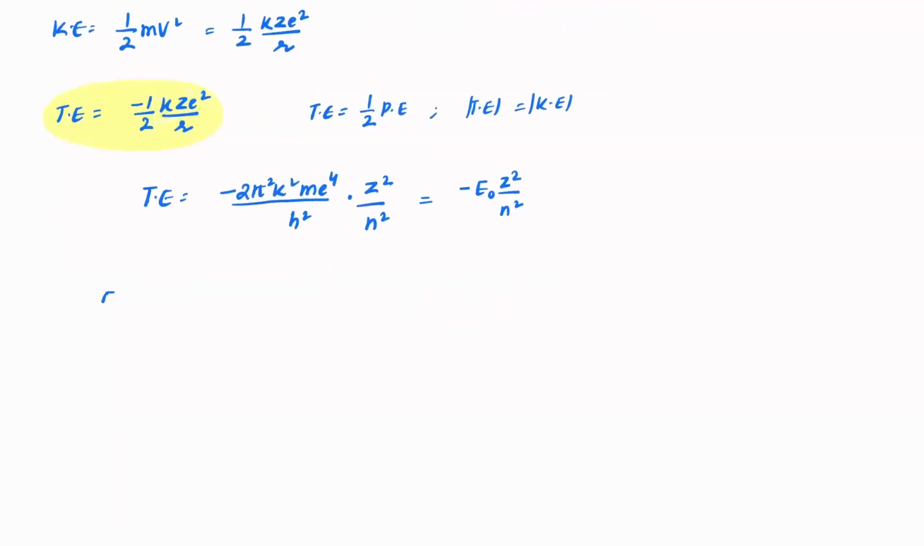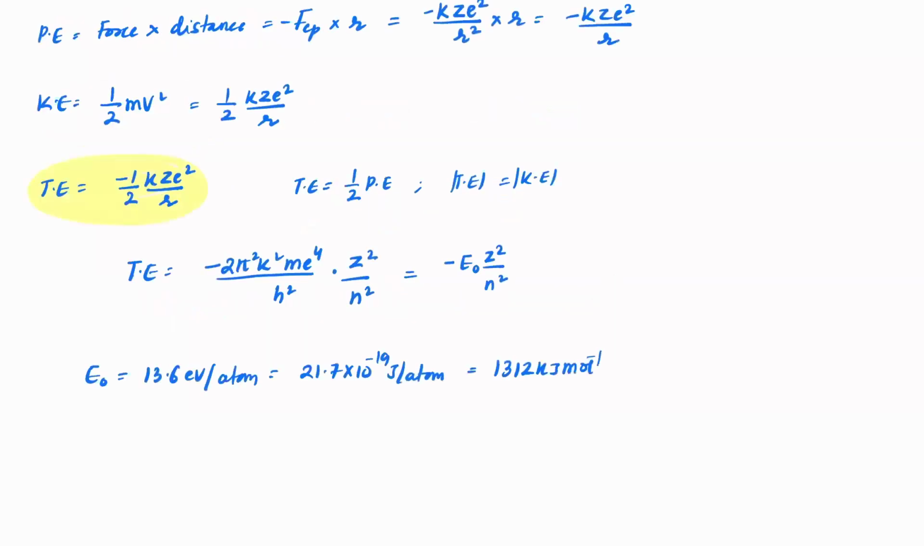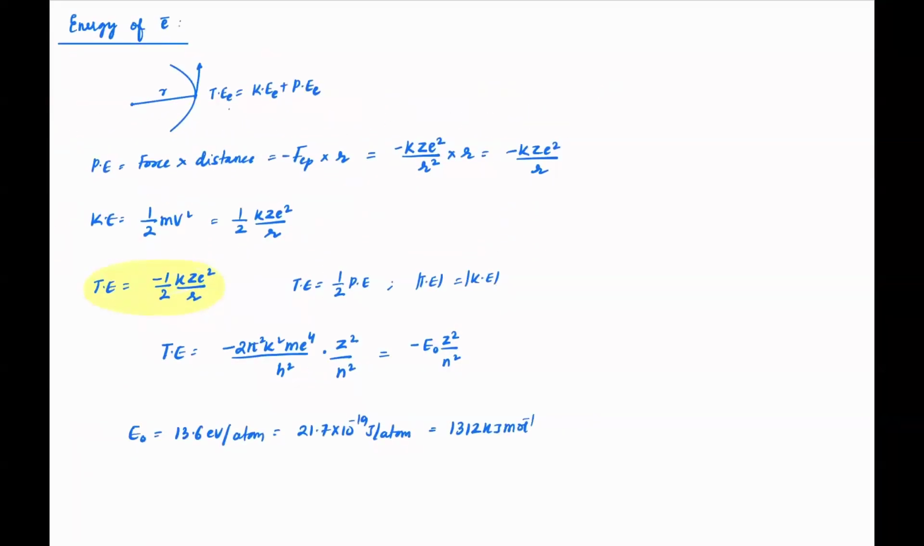And this E naught value is 13.6 electron volt per atom, or it is 21.7 into 10 raised to the power of minus 19 joules per atom, or if you write it in moles, it is 1312 kilojoules per mole of atom. This much is the total amount of energy the electron is carrying.